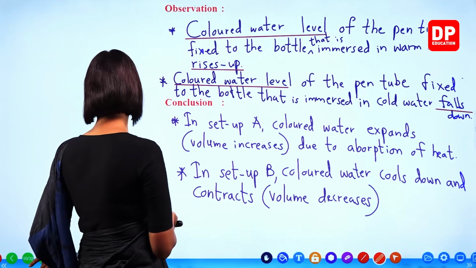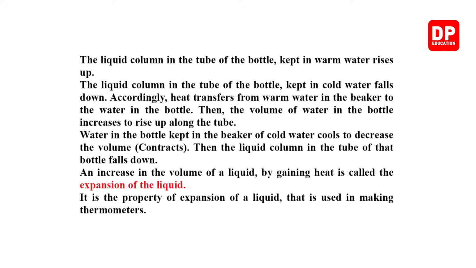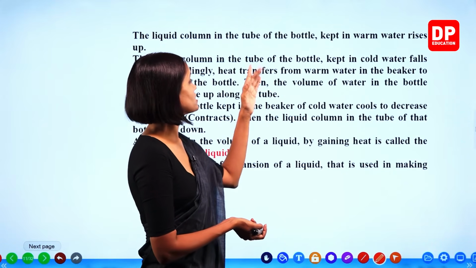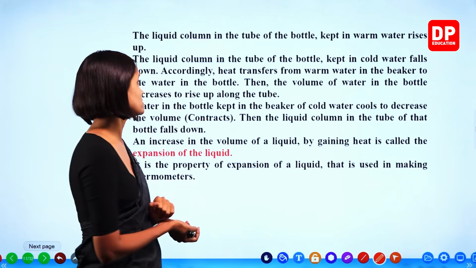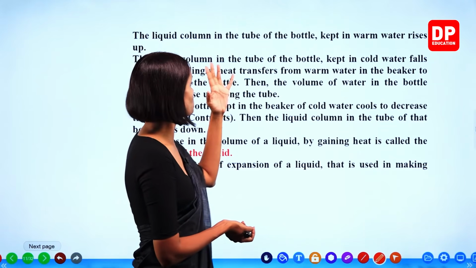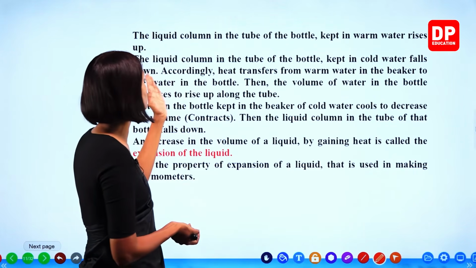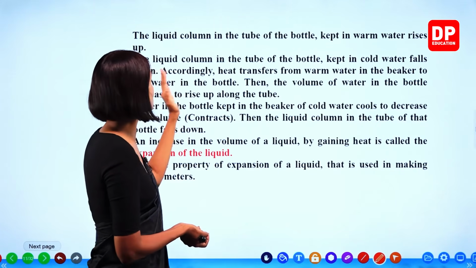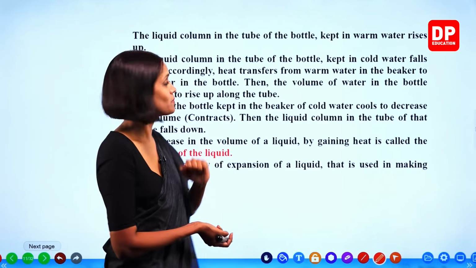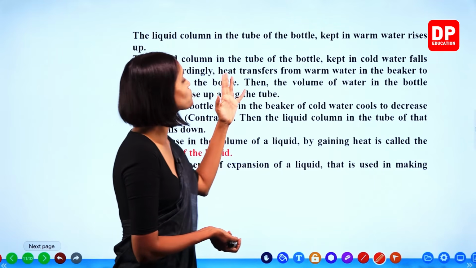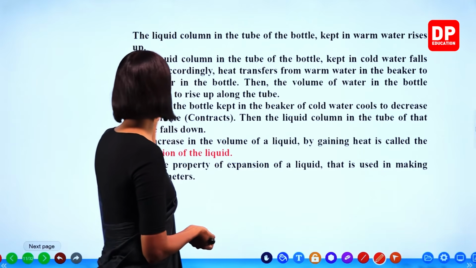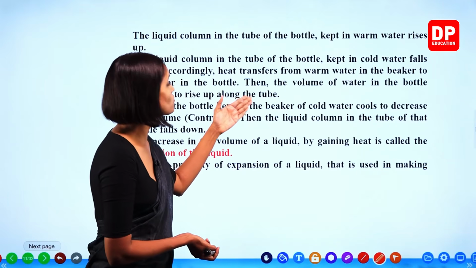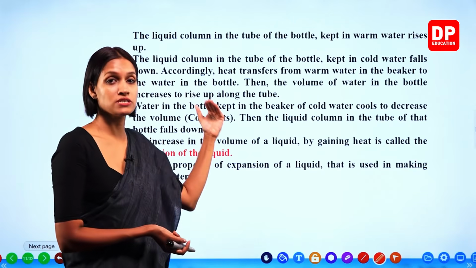Right, children? Here the same thing is explained. The liquid column in the tube of the bottle kept in warm water rises up. The liquid column in the tube of the bottle kept in cold water falls down. Accordingly, heat transfers from warm water in the beaker to the water in the bottle. Then the volume of water in the bottle increases and rises up along the tube. It's in the first setup. Water in the bottle kept in the beaker of cold water cools and its volume decreases, or contracts. Then the liquid column in the tube of that bottle falls down.